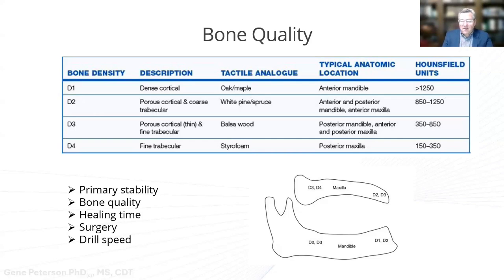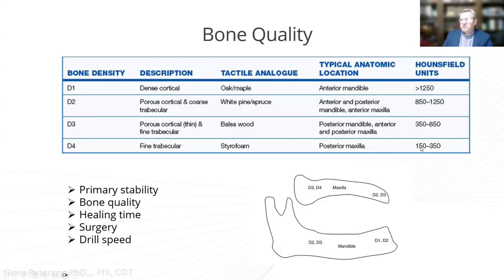Other things that affect implant success are bone quality, healing time, and drill speeds. The drill speeds are really important, and we'll talk about them in a second, because you can damage the bone based on how much you heat it up. It's very critical that we understand that. One more thing I want to share on this graphic, and you can get this graphic, is out of Mitch's book here.